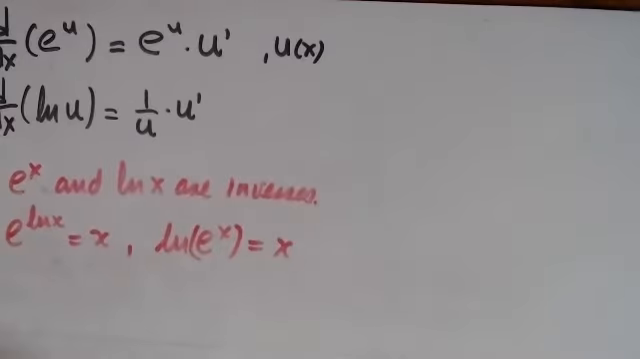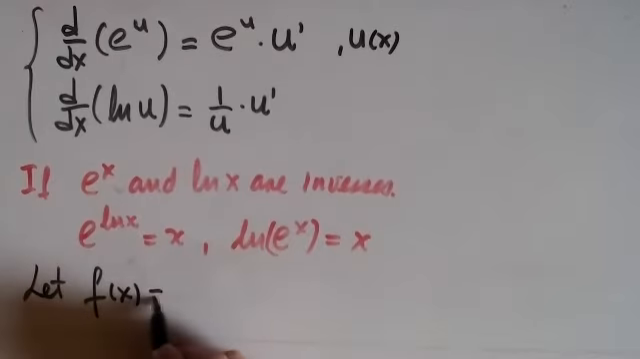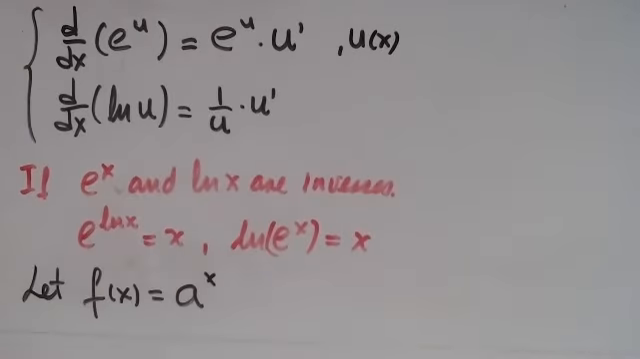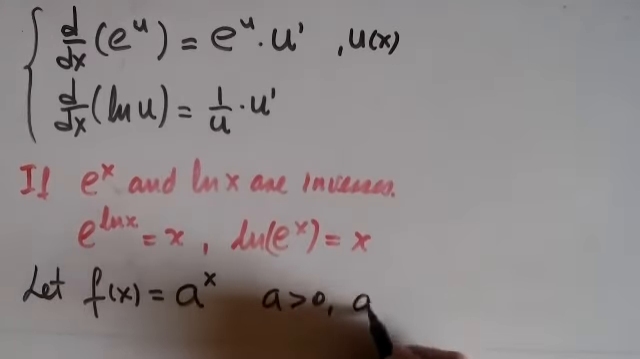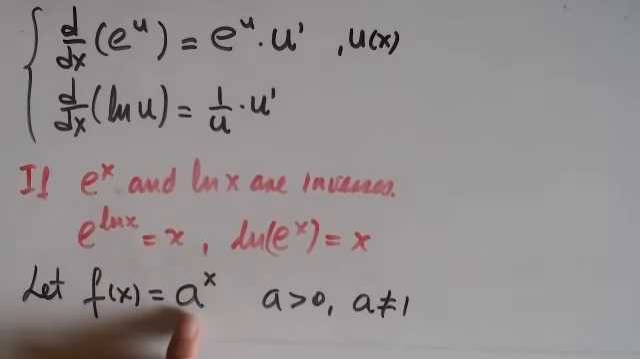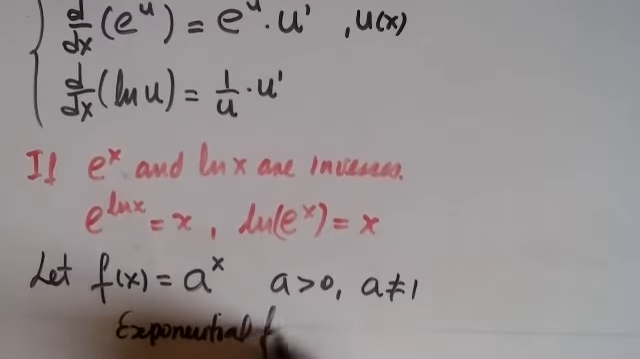Let me erase this portion and assume that we have any function. So let an exponential function be defined as a to the x, where a is a positive number and is different than 1. So this could be 1.5, this could be 2, 3, 5.7, 10. Any number can be, except 1, because this is a constant. 1 to the x is always 1. So this is the exponential function.